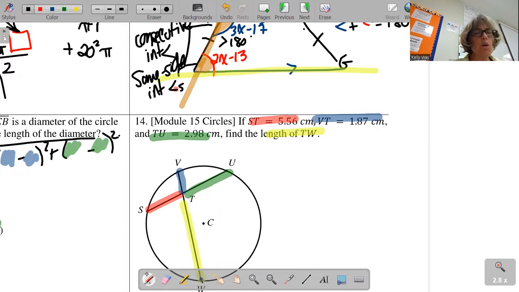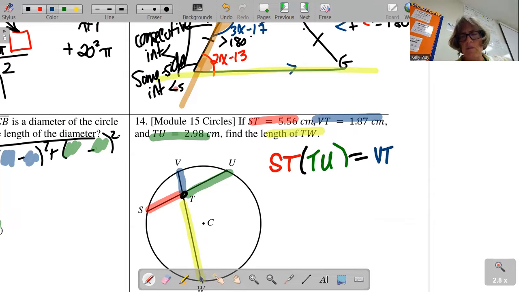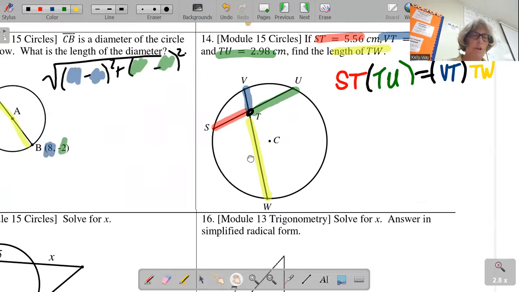So in this one, in a chord, here's what's going on. One segment, ST, times the same part of the other side segment, TU, I'm color coding it for you, equals VT times TW. Segment times segment equals segment times segment. That only works for a chord. You take it from there.